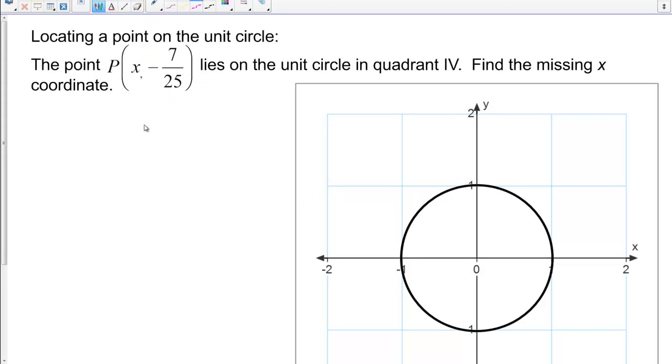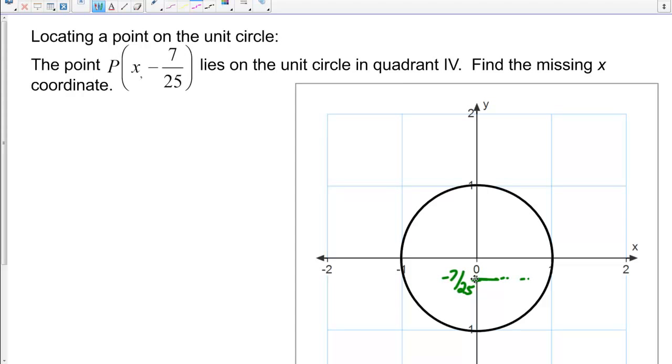Okay. Next, we're going to extend this concept. We want to locate a point on the unit circle. So we have a point P, which is x, comma negative 7 over 25, and this lies on the unit circle in quadrant 4. And we want to find the missing x coordinate. So let's think about this. We have y is negative 7/25, so negative 7/25 is about there.